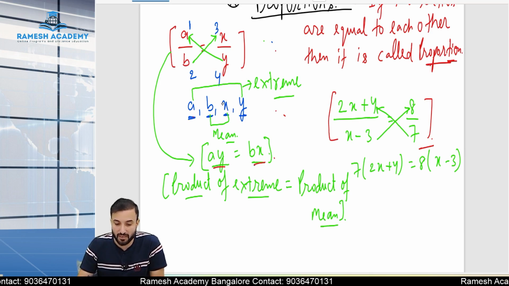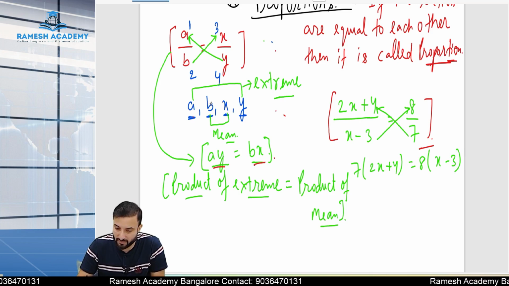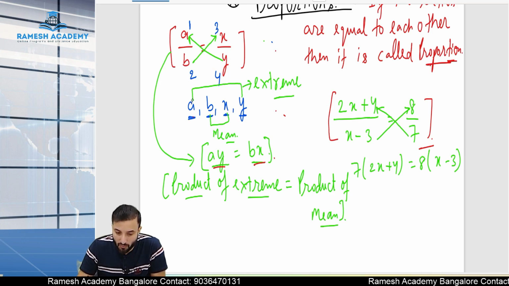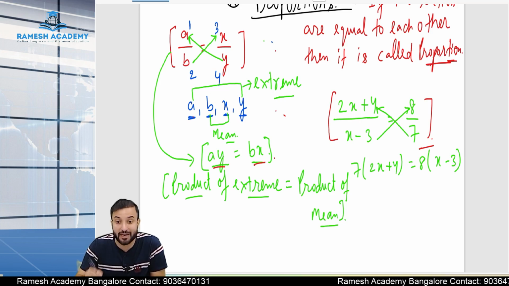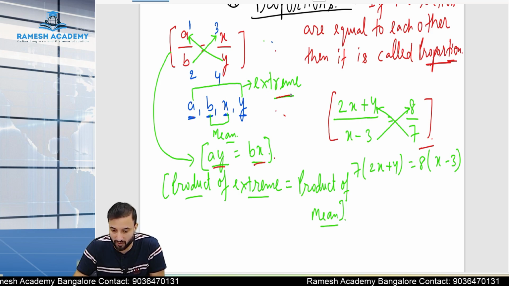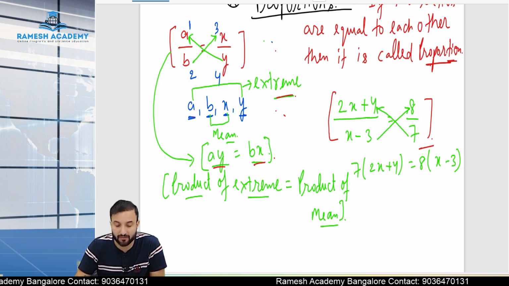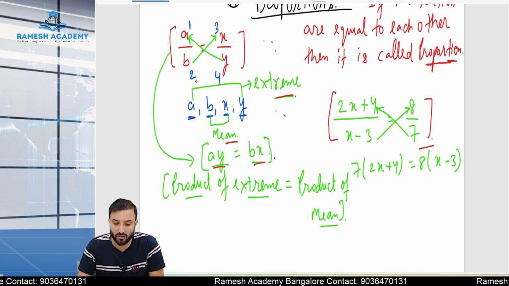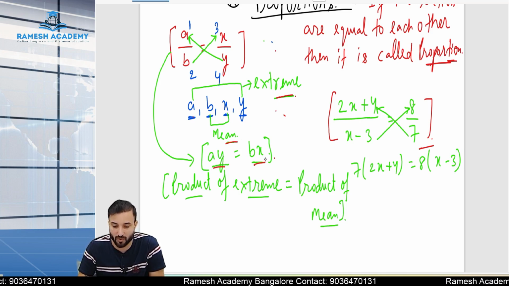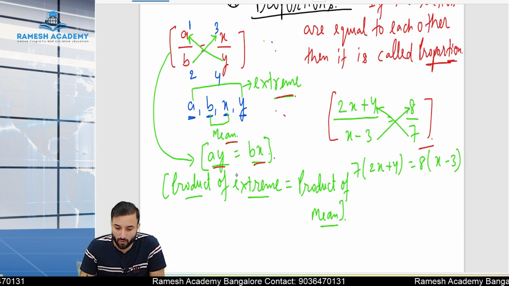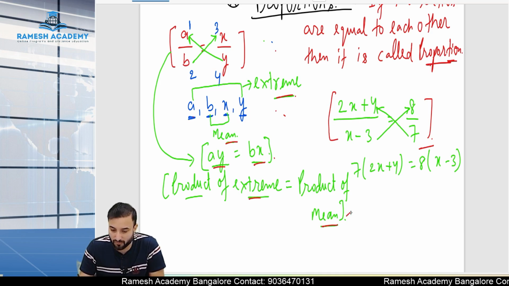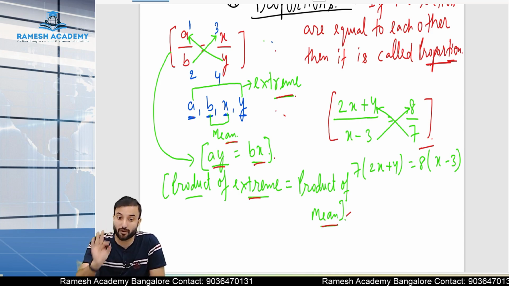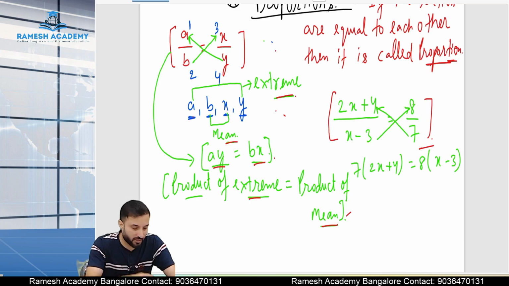So a, b, x, y. See, a is the first quantity, b is the second quantity, x is the third quantity, y is the fourth quantity. So a and y are at the ends and are called extremes. b and x are in the middle and are called means. When you do a cross multiplication, it becomes ay equals bx, meaning the product of extremes equals the product of means. This happens only in proportion. So understand this.